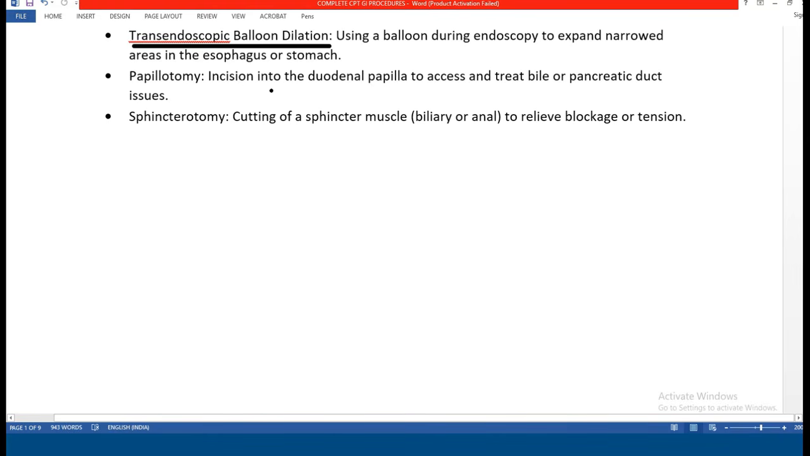Next, papillotomy. Most of the time you will see this word papillotomy in the ERCP, endoscopic retrograde cholangiopancreatography. An incision into the duodenal papilla to access and treat biliary and pancreatic duct issues. So if an incision is created on the duodenal papilla, we call it papillotomy. Mostly you will see it in ERCP procedures.